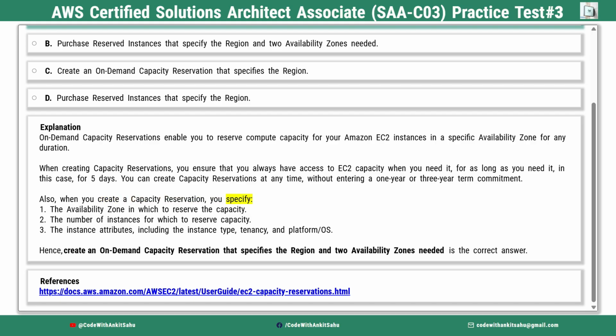Also, when you create a capacity reservation, you specify the availability zone in which to reserve the capacity, the number of instances for which to reserve capacity, and the instance attributes, including the instance type, tenancy, and platform/OS. Hence, create an on-demand capacity reservation that specifies the region and 2 availability zones needed is the correct answer. References.